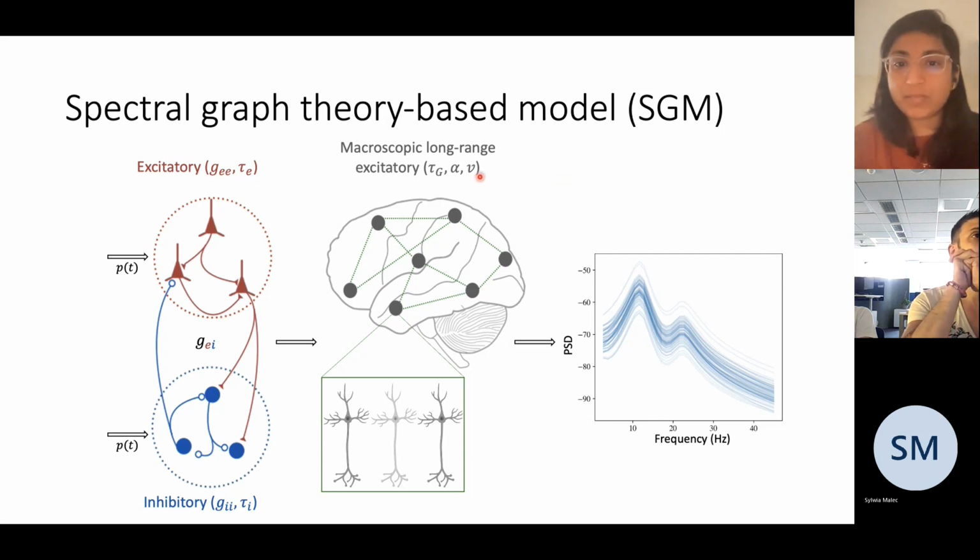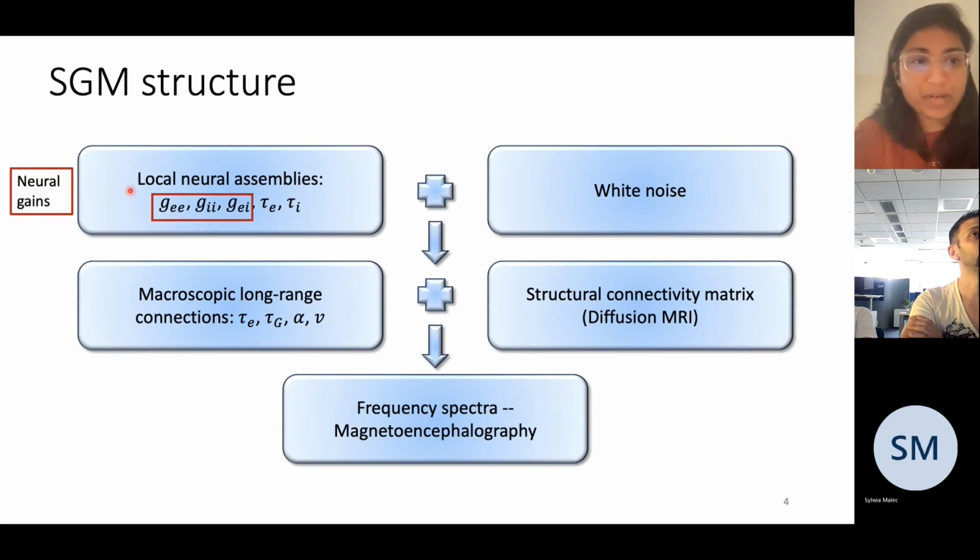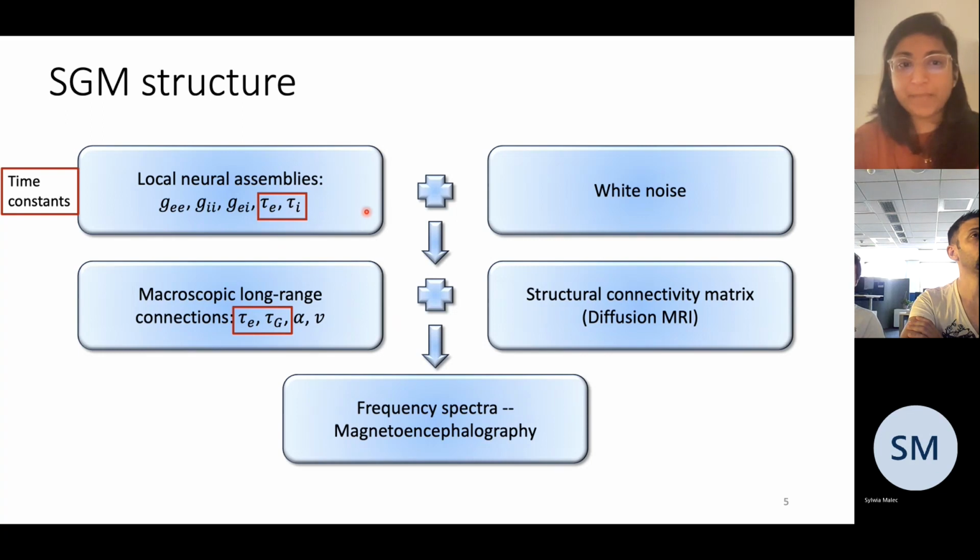And the nice part about this model is that you get the solution in a closed form in the frequency domain. So you don't have to do long time simulations to obtain this plot. It's very quick to obtain this frequency response from this model. So it's a hierarchical model with two levels. The first is the local level, and it has a small set of parameters. You have some neural gains that control the gain of the signals. And then you have some time constants, tau e, tau i, and tau g, that characterize the rate of change of the excitatory and inhibitory populations. And tau g corresponds to the excitatory time constant of the entire macroscopic graph. And the local population gets white noise, and the macroscopic long range connections are constrained by the structural connectivity matrix, which you obtain from diffusion MRI.